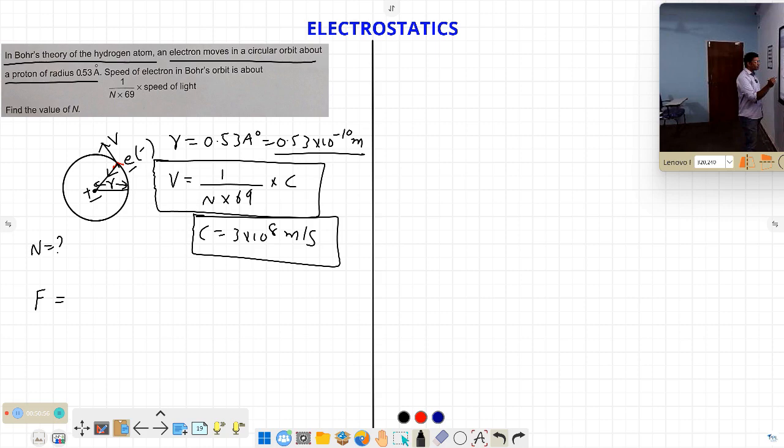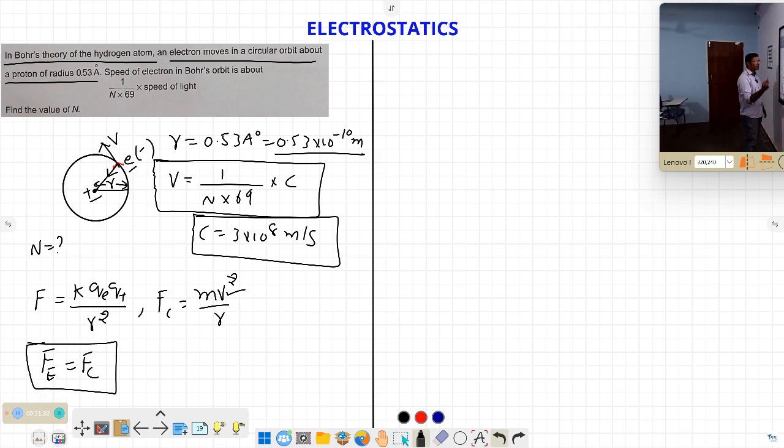So here F is equal to K into the charge of the electron, the charge of the nucleus, by the square of the distance between them, r square. And that force is providing the necessary centripetal force, which we can write as mv square by r. The question is asking for velocity, so this v they are asking. So in this case, this force only provides the necessary centripetal force, so the force due to electrostatics is equal to the centripetal force. Using this, we can solve the problem now.